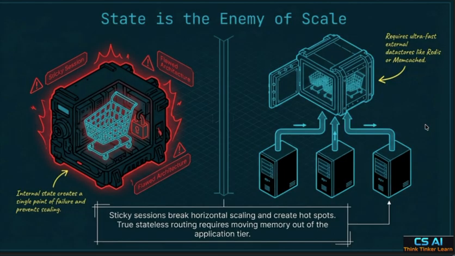State is the absolute enemy of scale. Sticky sessions, where the load balancer is forced to remember which user belongs to which server, break horizontal scaling and create hotspots that are impossible to balance. True stateless routing requires moving memory out of the application tier and into ultra-fast external data stores like Redis or Memcache. When your application servers don't remember who the user is, your load balancer can do its job perfectly.